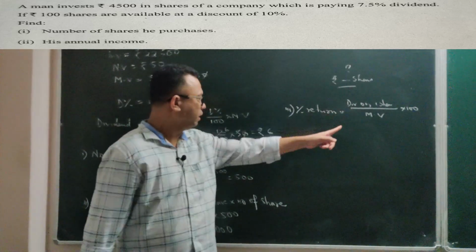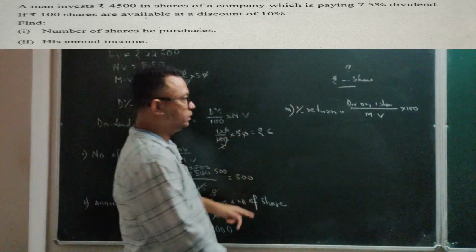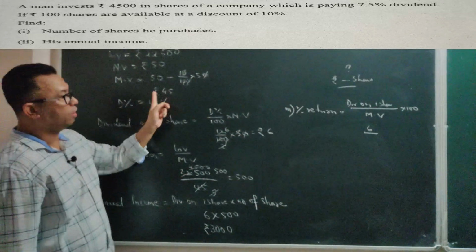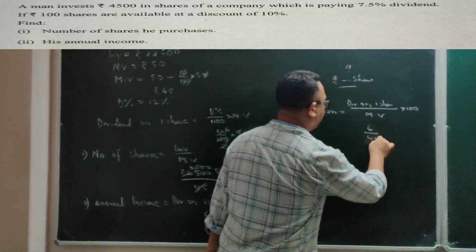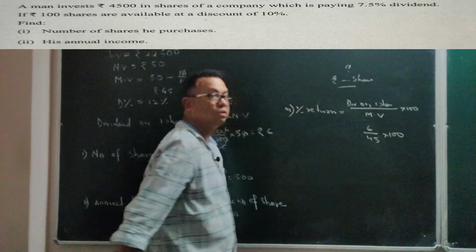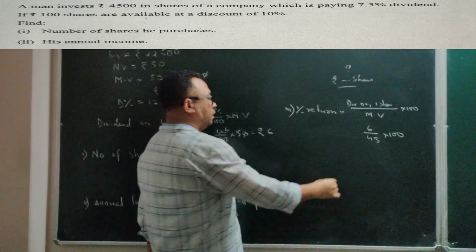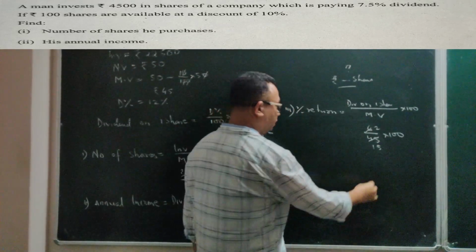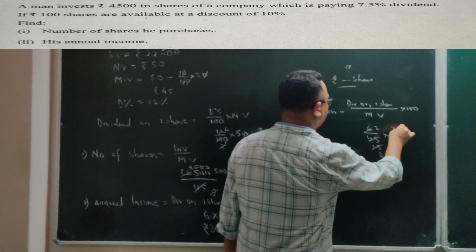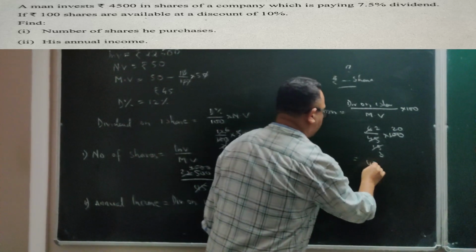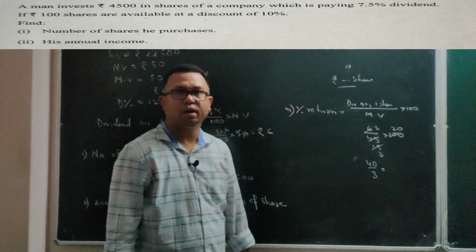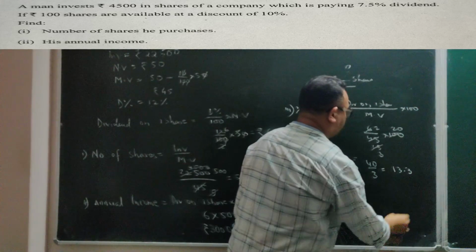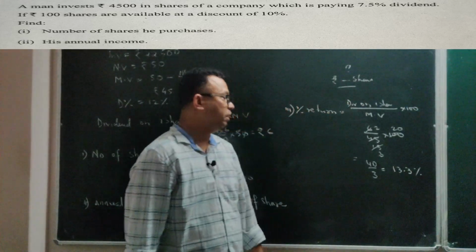So let's see, dividend on one share. There you are, dividend on one share is 6 rupees. I'll write this 6. Market value is 45 rupees, so I'll write this as 45. Since I'm calculating in percentage, I'll multiply this with 100. Then 3, 2 and 3 will go here 15. Then 5 will go here 3 times, 5 will go here 20. So that is 40 by 3. If I convert 40 by 3 into decimal, it is 13.3%.